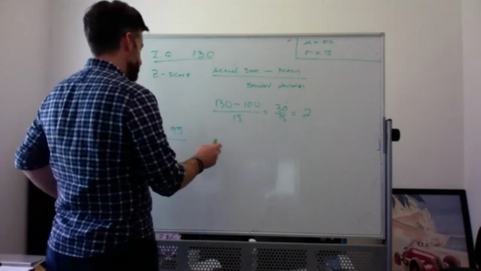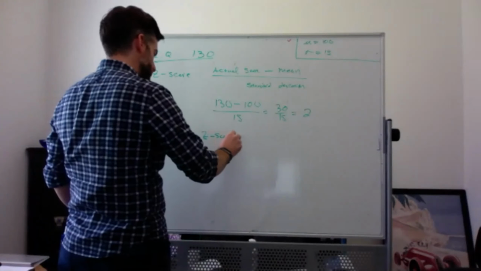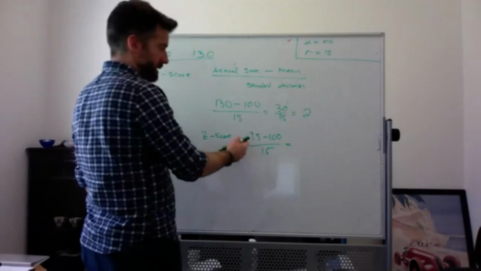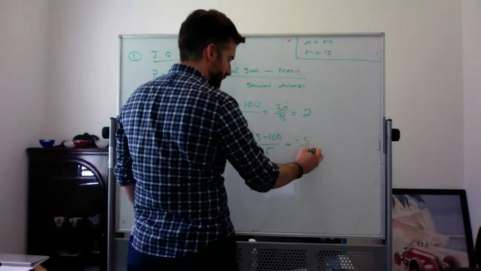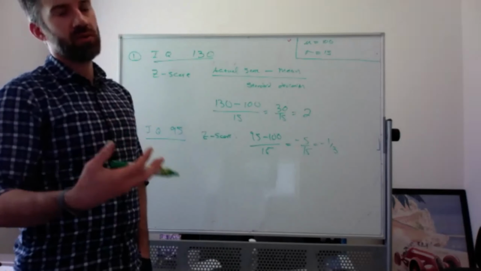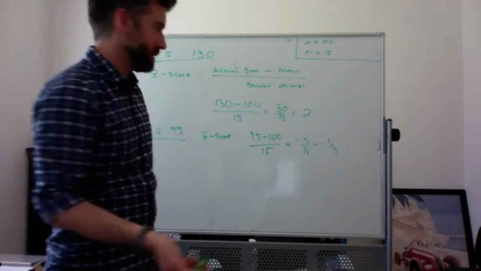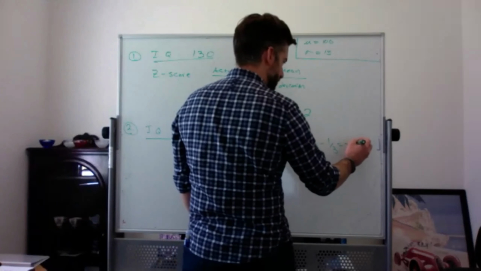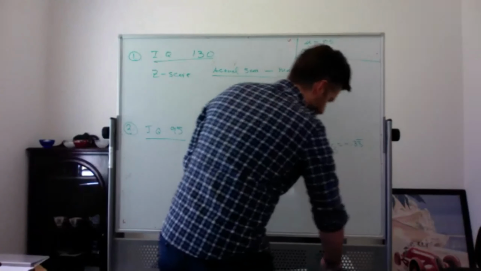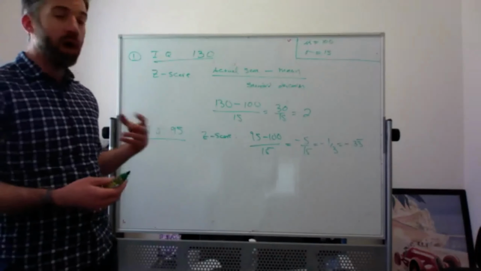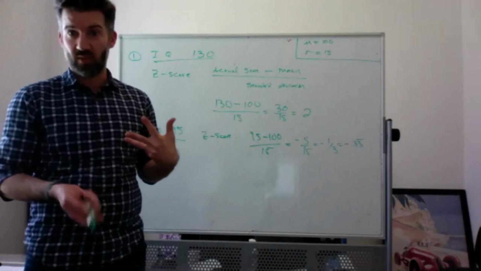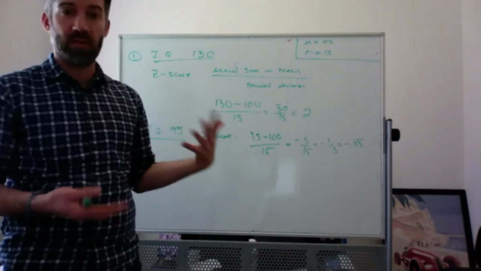So here, the z-score would be 95 minus 100 divided by 15, which is negative 5 over 15, which is negative 1/3. And as much as I like fractions, usually for z-scores you want to use decimals. So I would say this is negative 0.33, however many threes you want. So the z-score here means we are 1/3 of a standard deviation below the mean. And that's what a z-score is really measuring: how much above or how much below the mean you are.